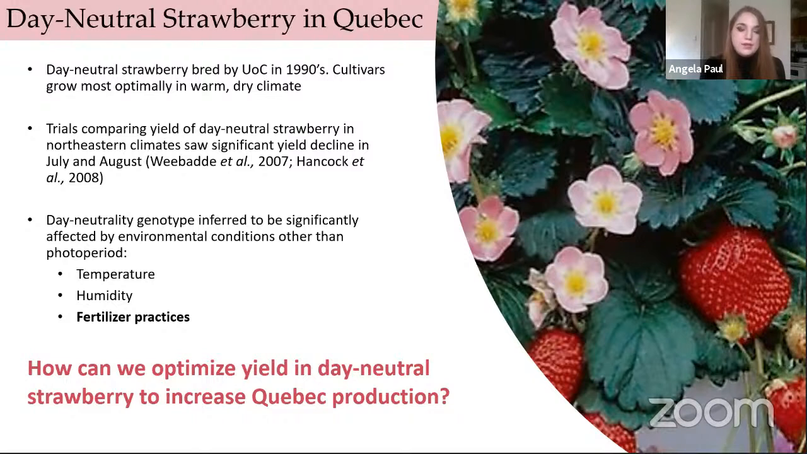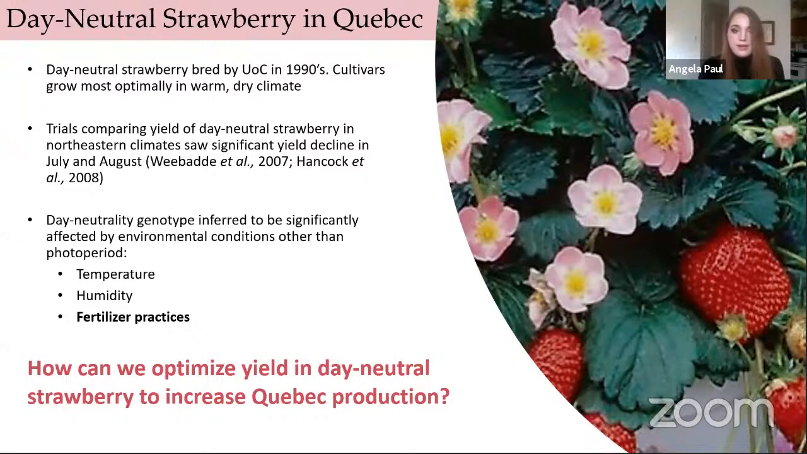trials have been growing day neutral strawberry outside of these zones in more northeastern climates, such as in Minnesota and Ontario. However, in these trials, farmers saw that there was a significant drop-off of yield starting in about July and extending into August compared to what it should have been from trials done in California. So they weren't entirely sure what was causing this decrease in yield, but it's believed it has something to do with environmental factors, some of which either being the temperature, the humidity, and of course the fertilizer practices.